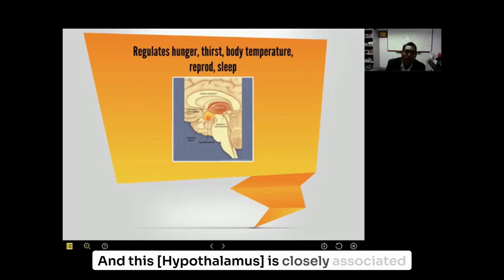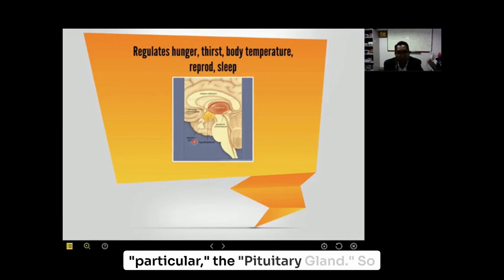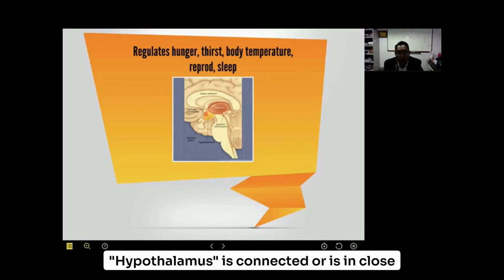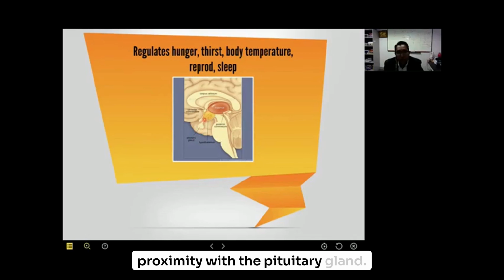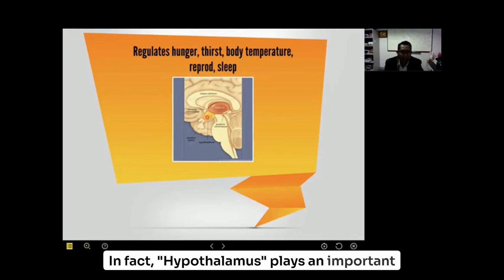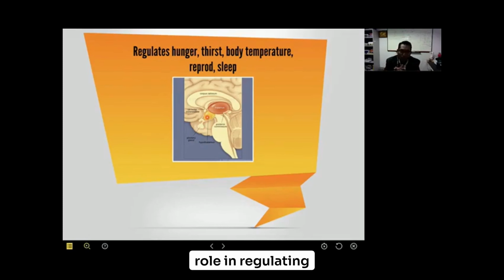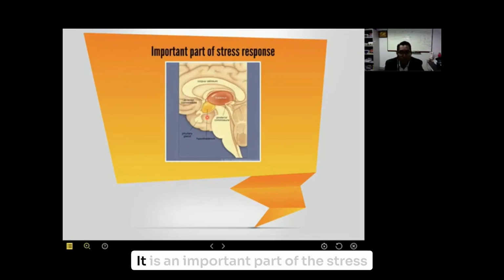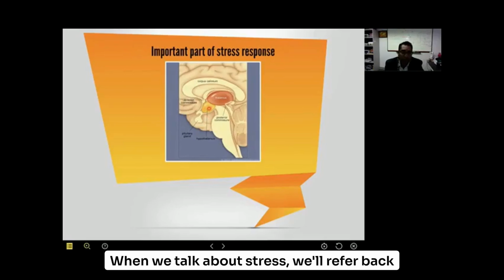And this is closely associated with the endocrine system. One structure, the pituitary gland. So hypothalamus is connected or is in close proximity with the pituitary gland. In fact, hypothalamus plays an important role in regulating the functions of endocrine glands. It is an important part of the stress response. When we talk about stress, we'll refer back to the hypothalamus.